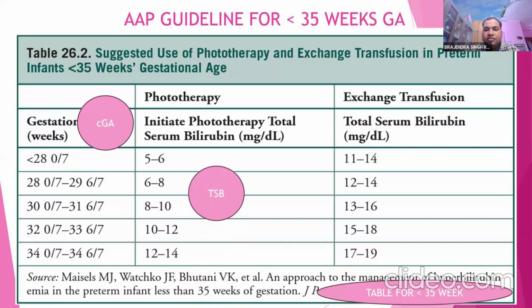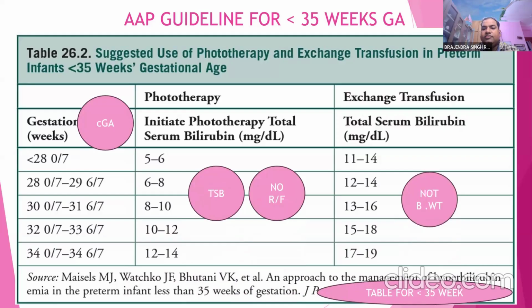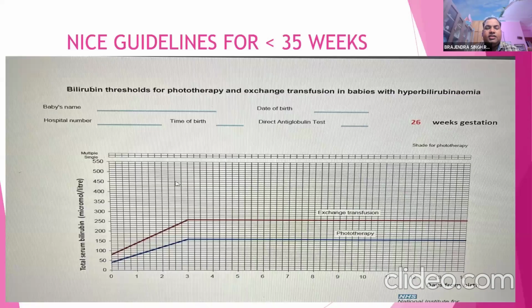This is the total serum bilirubin level, and here we do not consider risk factor or birth weight. We just require corrected gestational age and total serum bilirubin level. These are the second guideline, the NICE guideline for less than 35 weeks. Here some charts are available.